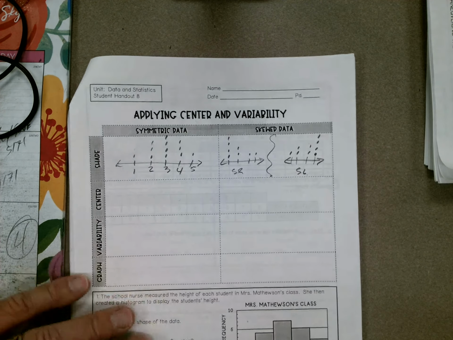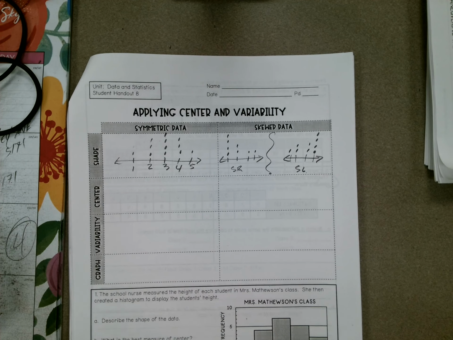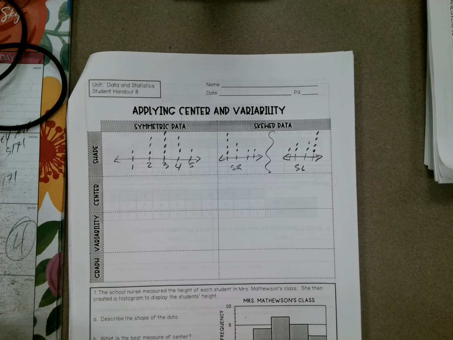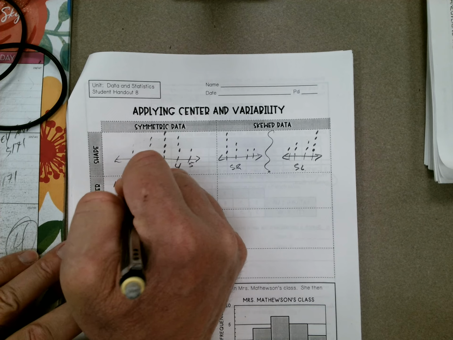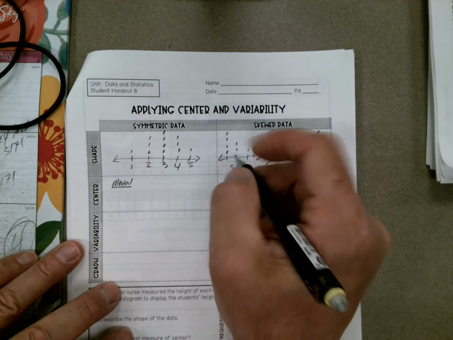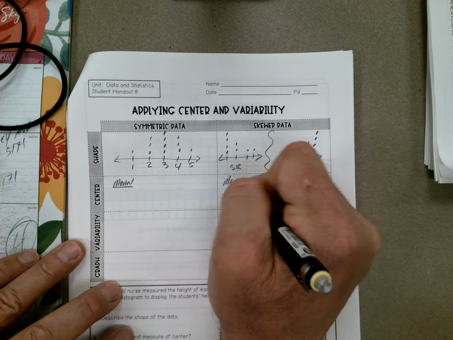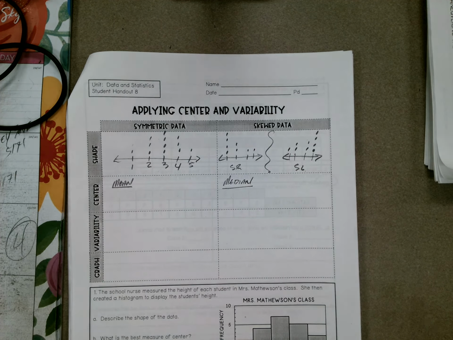Now, when we have symmetrical data, what measure of center do we use? Well, the measure of center that we want to use here is kind of opposite of what I would think, but we want to use the mean. And when the data is skewed, we want to use the median.